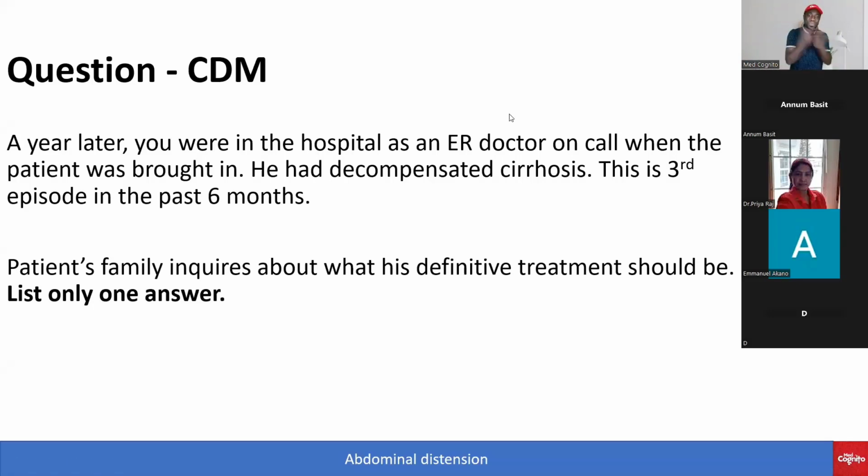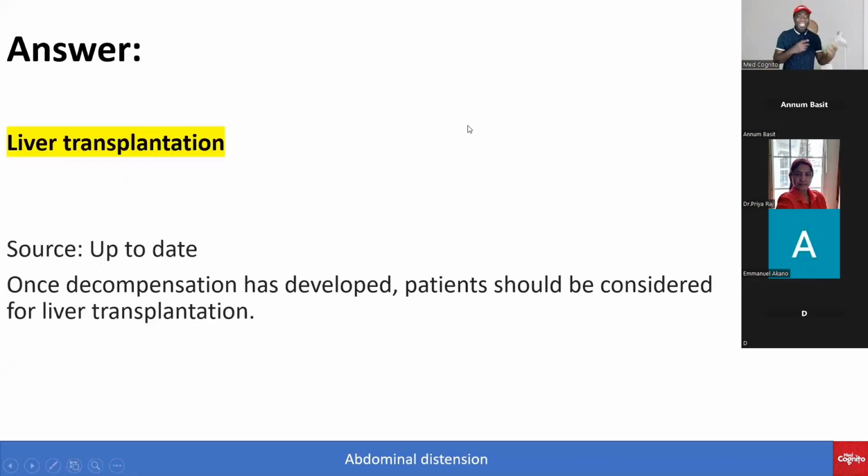Liver transplant. Beautiful. Thank you very much. People are getting it. We are now getting it. Up to date, we say, once decompensation has developed, please write this down. Once decompensation has developed, patients should be considered for liver transplant.